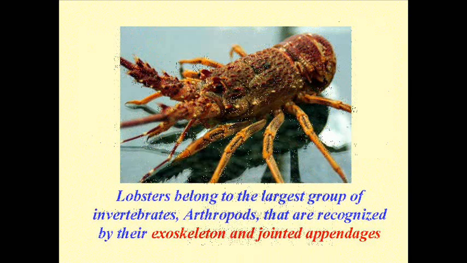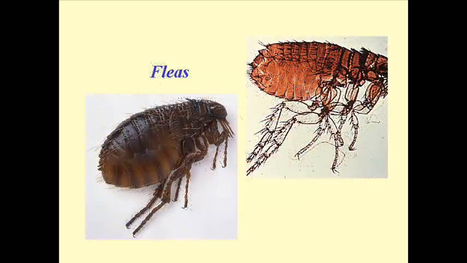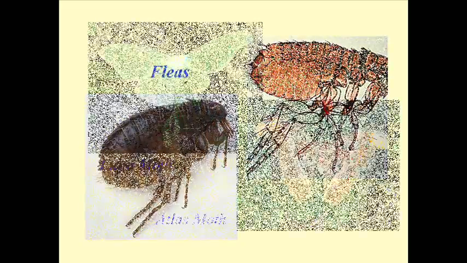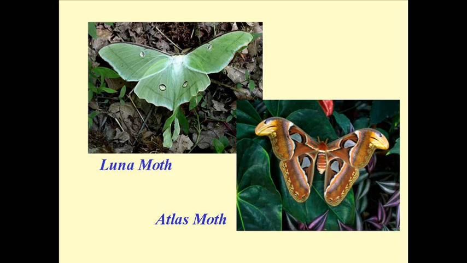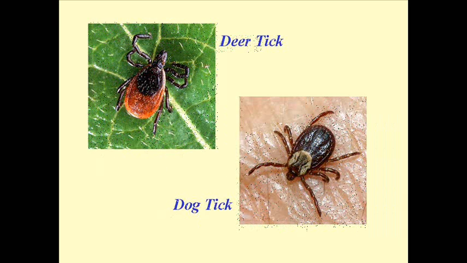Anyway, we get next to the Arthropoda. Now, the Arthropoda are the largest group of invertebrates. The name arthropod means jointed legs. They also have an exoskeleton, a skeleton on the outside.